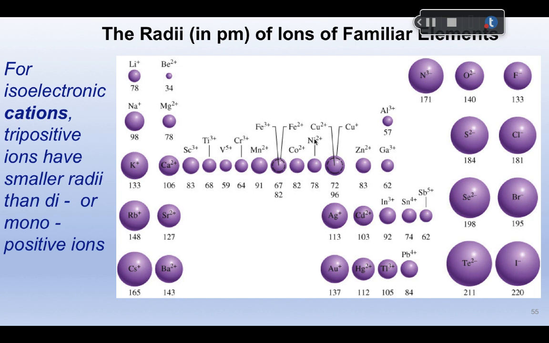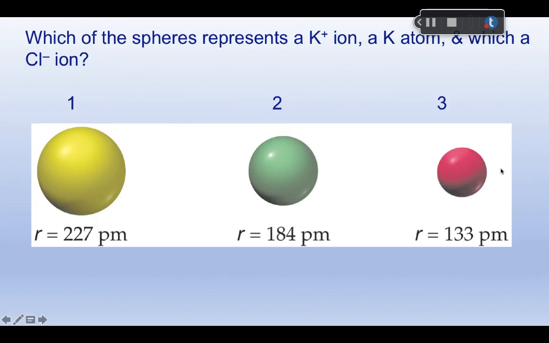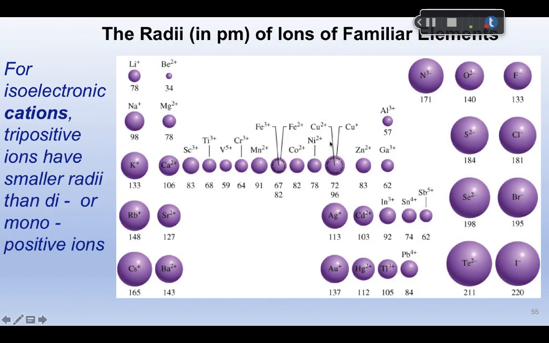And we can look at potassium and chloride ions here and see that potassium is in fact shown here with 133 as its radius, the potassium ion, and the chloride ion as 181. If we go back to the previous slide, well, it's close. The radius is not exactly the same for this set of data. But let's think about the patterns.